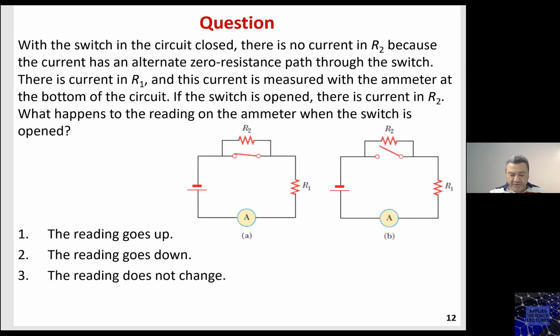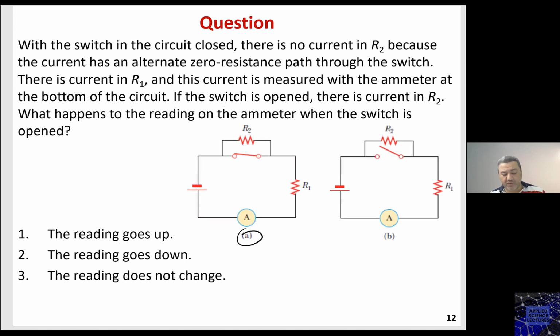Okay, so let's solve this question. In this question, we have the switch closed in this circuit. So this is circuit number A. Circuit A has the switch closed. There is no current in R2.